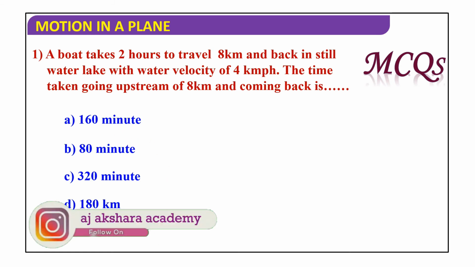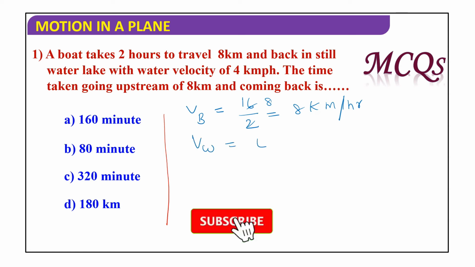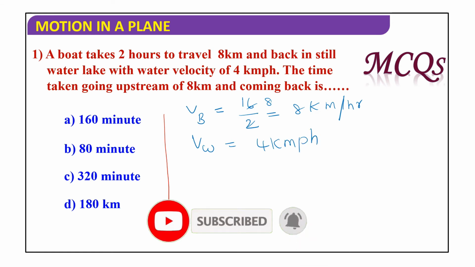Velocity of the boat is given here. A boat takes 2 hours to travel 8 km and back in still water. So for going 8 kilometers and again coming back 8 kilometers, total 16 km by 2 hours. So velocity of the boat is 8 km per hour. Now velocity of water is given as 4 km per hour.